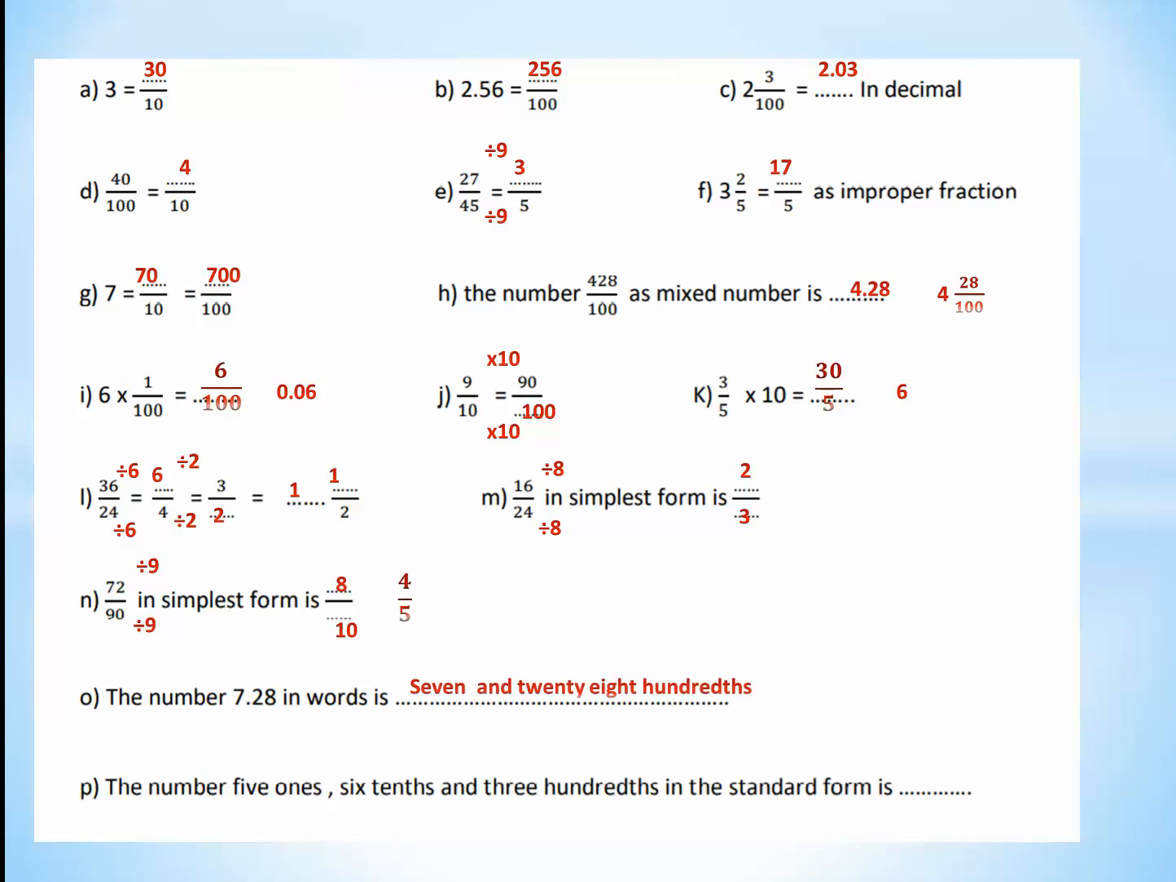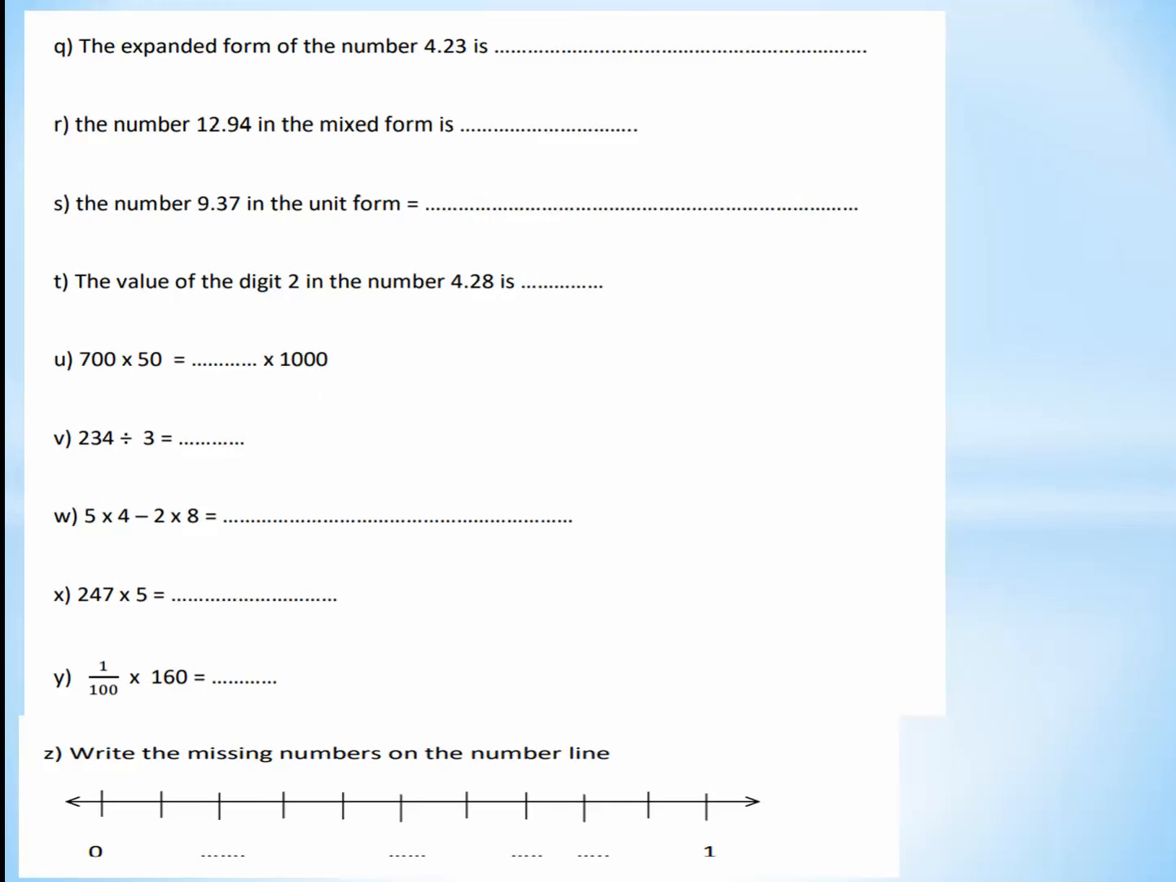The number 7.28 in words is 7 and 28 hundredths. The number 5 and 6 tenths and 3 hundredths in the standard form will be 5.63. The expanded form of the number 4.23 will be 4 plus 0.2 plus 0.03. The number 12.94 in the mixed form will be 12 and 94 over 100.